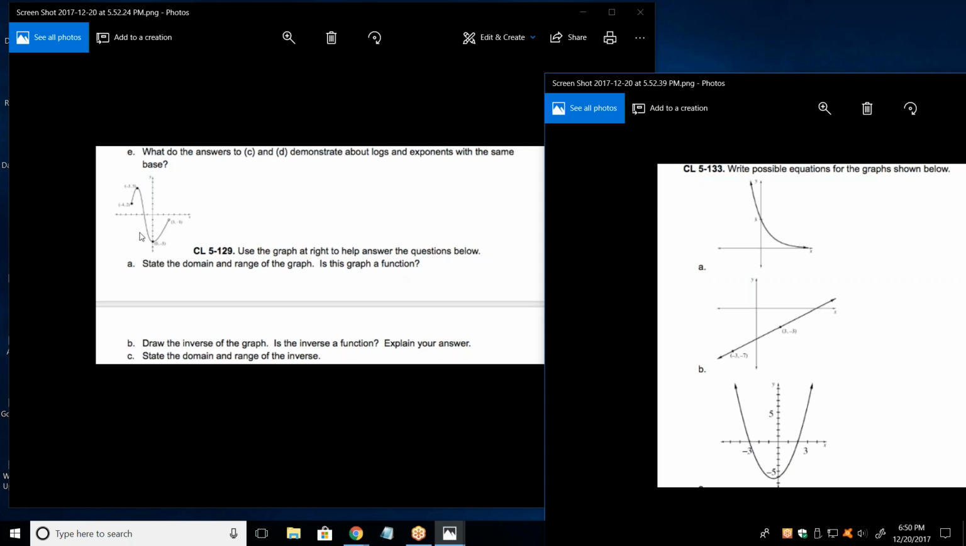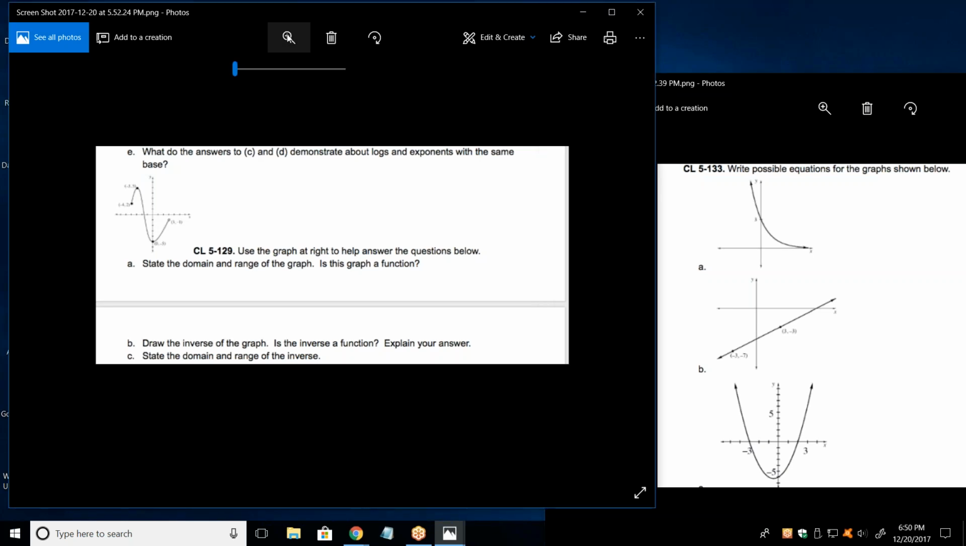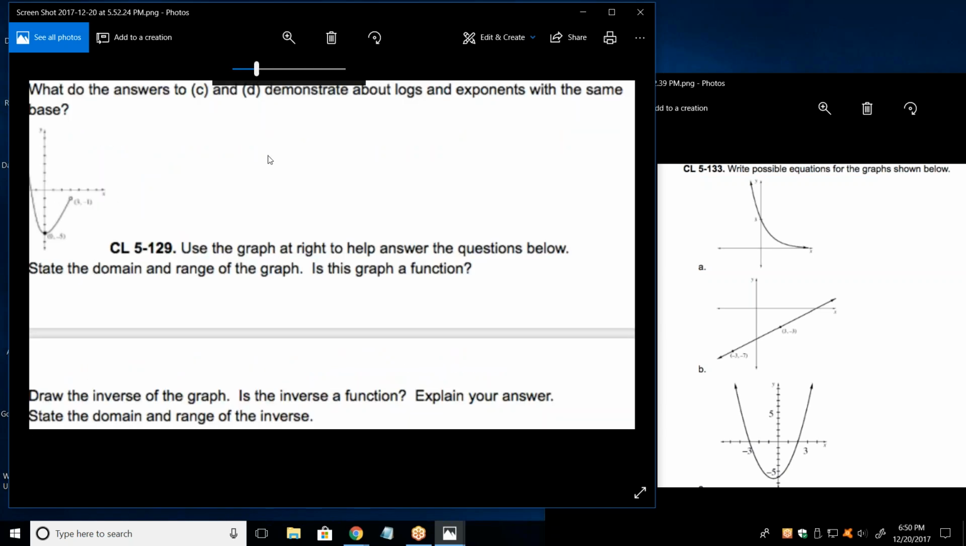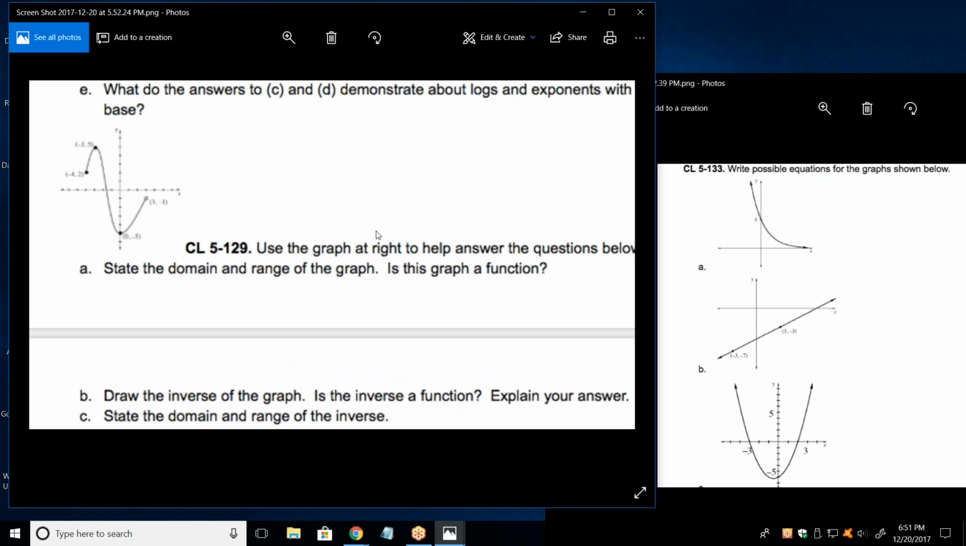So, use the graph at right, state the domain and range of the graph. Is it a function? Well, what's the domain? I can't really read it from here. Well, let me blow it up. In other words, we can answer this one without that other page. Yeah. Okay, what's the domain?